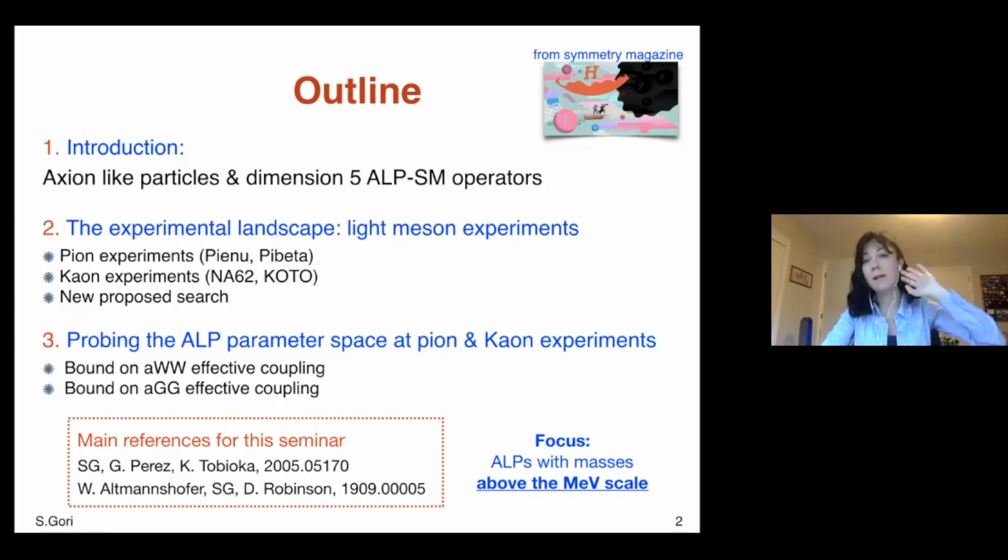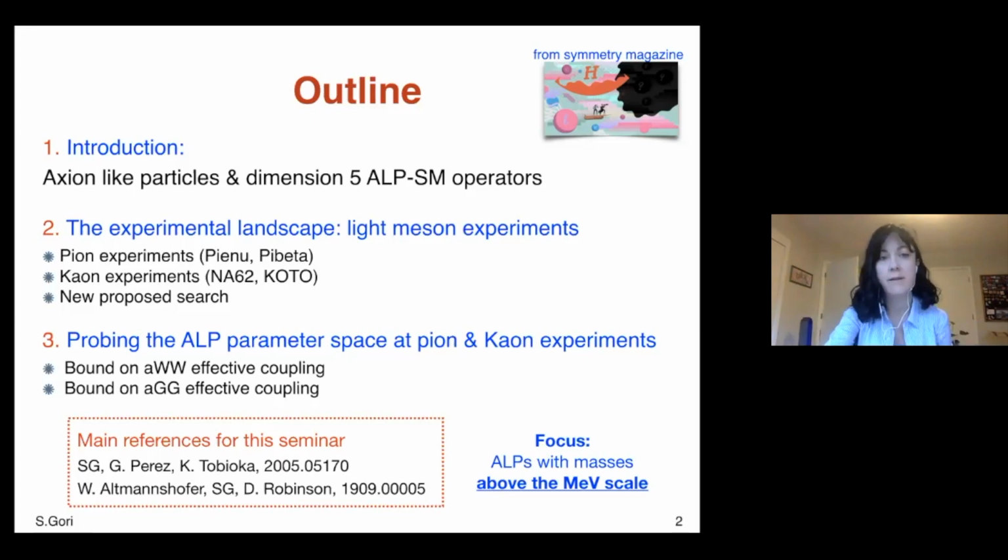And before starting, I want to specify that whenever we talk about light dark sectors, and in this specific case, light axion-like particles, we have to specify how light. The focus of this seminar will be on axion-like particles that have a mass between the MeV range and the few hundred MeV or GeV scale. Okay, so that's the goal of this seminar.